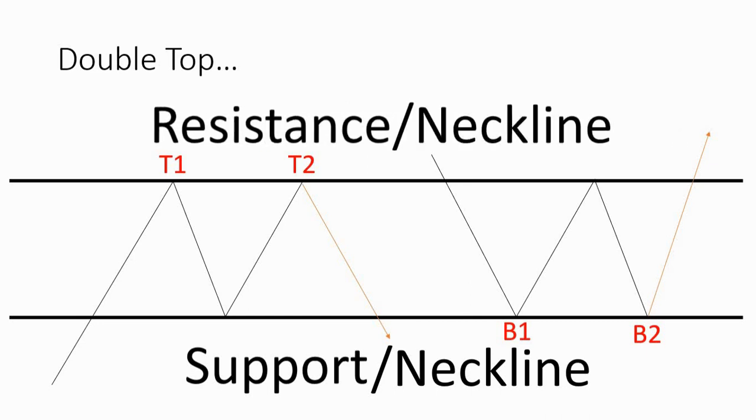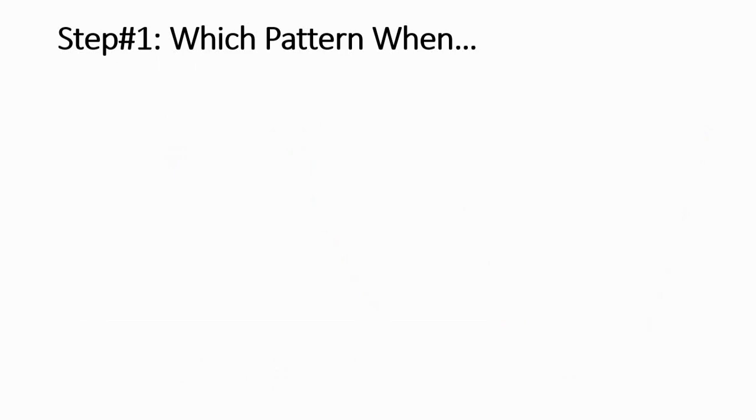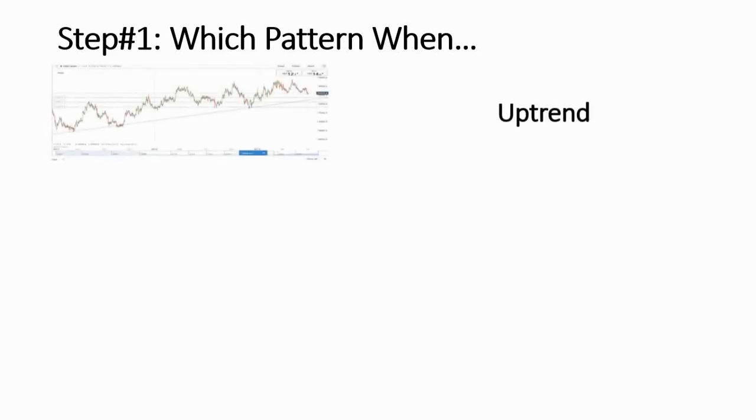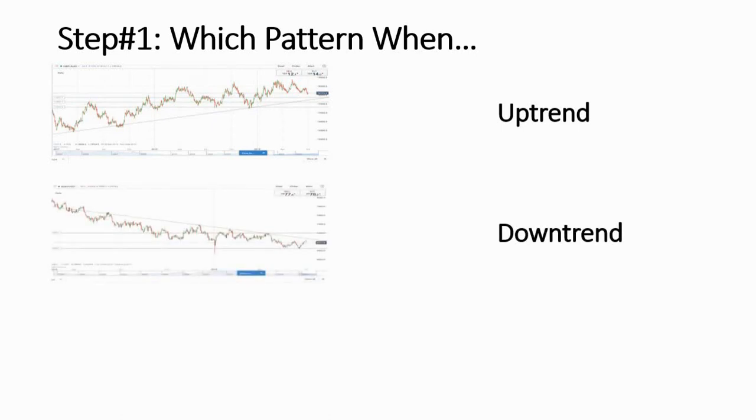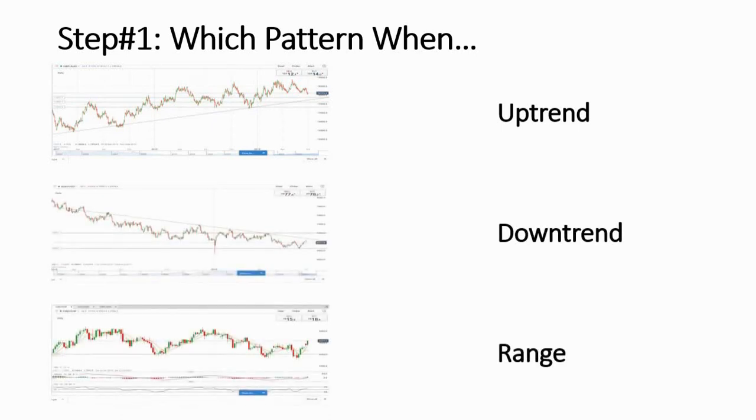So, now you know what double tops and bottoms show, I can take you through the 3 steps of how to trade them. So step number 1 is choosing which pattern to trade and when. So, amazingly, this is one of the least taught steps, but the one that is actually the most crucial. I'm going to keep it very simple. I'm going to talk about which pattern to trade in an uptrend, which pattern to trade in a downtrend, and which pattern to trade in a ranging trend.